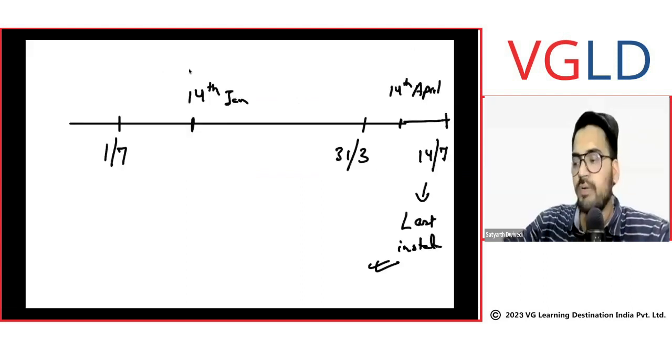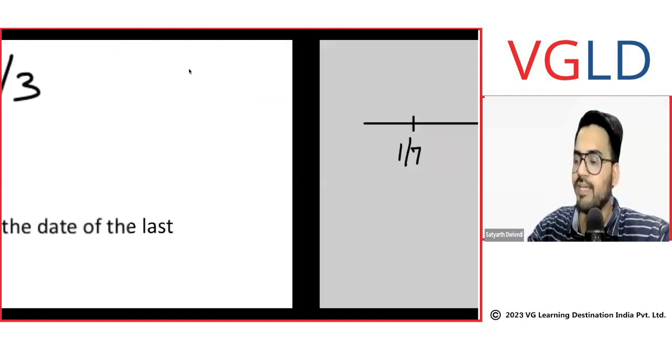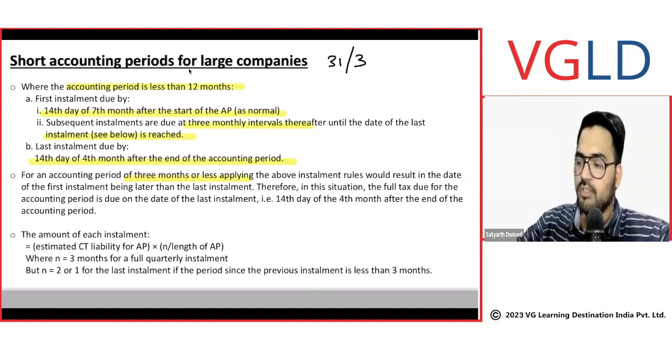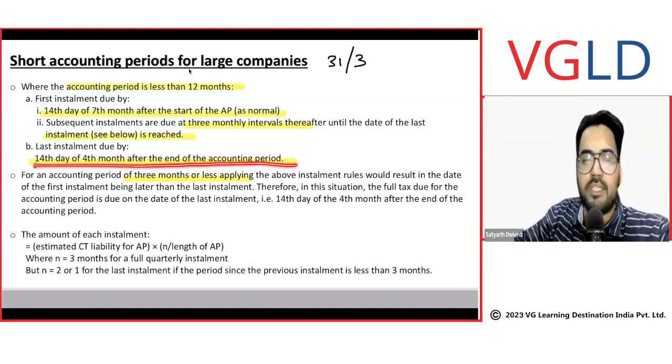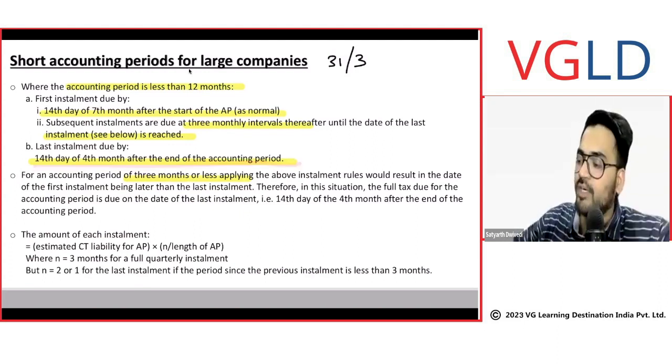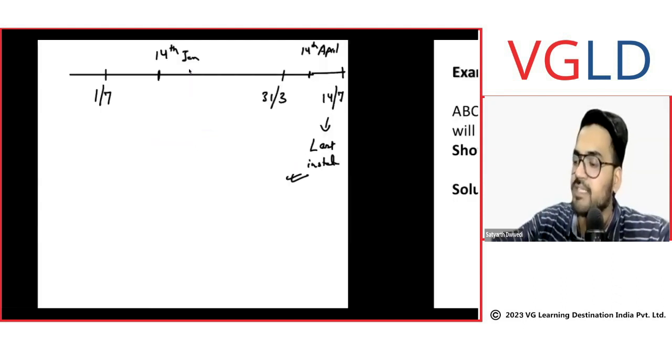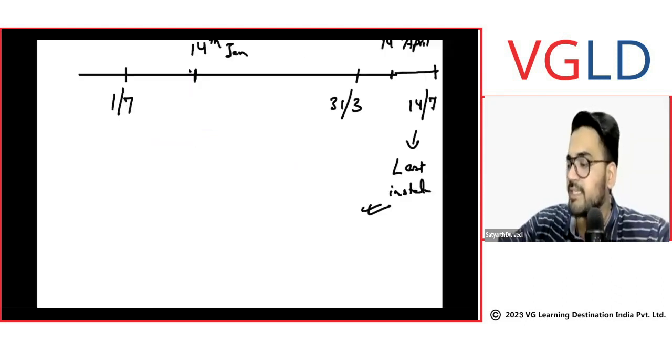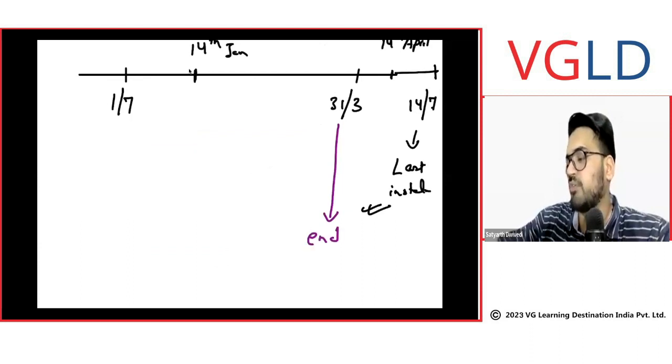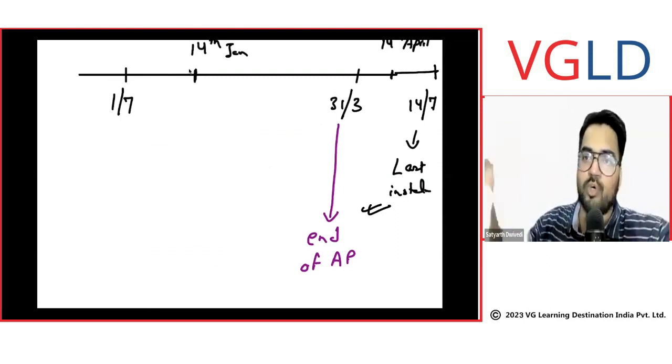Sir, first installment is the 7th month. Why can it not be the last installment? 14th day of the 4th month after the end of the AP. What is the 4th month after the end of AP? 31st March is your end of AP. Yes or no? Is this your end of AP or no? What is the 4th month?